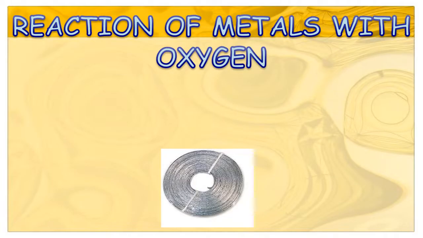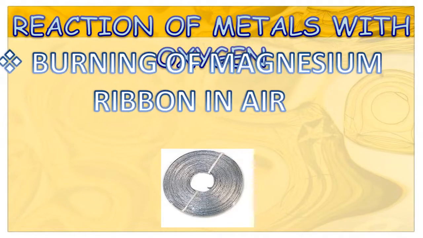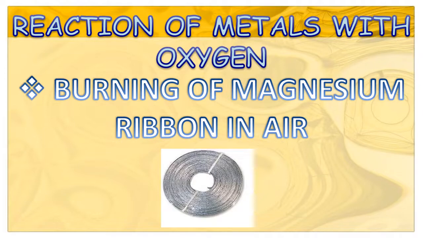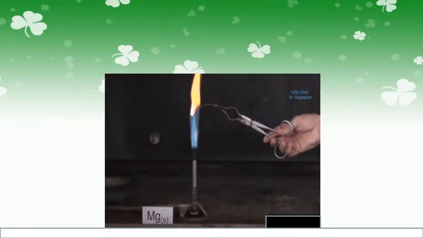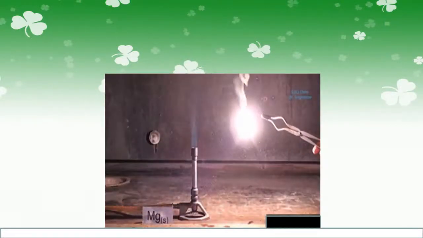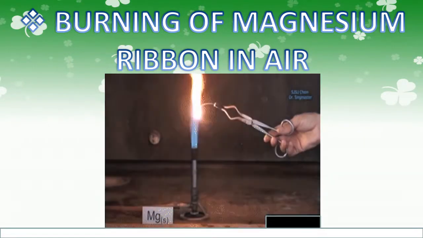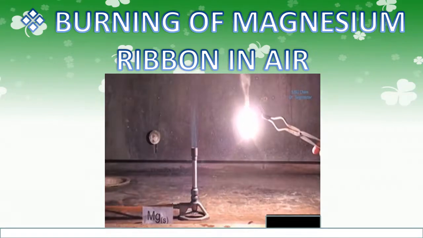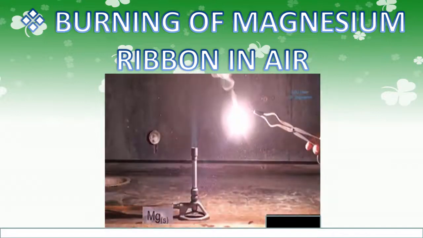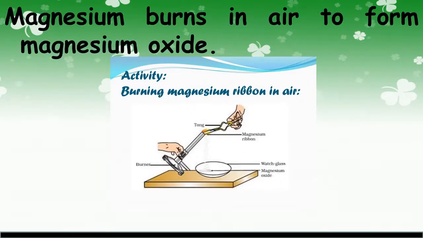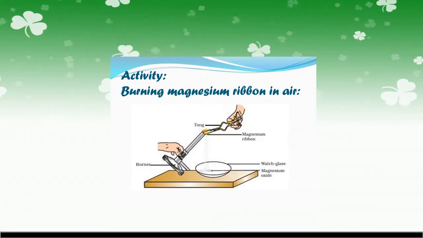You had performed an activity in class 7th of burning a magnesium ribbon in air. Now recall that activity of burning of magnesium. In this activity, you have to take a magnesium ribbon and burn it in the presence of oxygen. So it will react with oxygen. What do you get? You obtain ash. The ash which you obtain is actually nothing but magnesium oxide. We can show this with the help of a reaction.